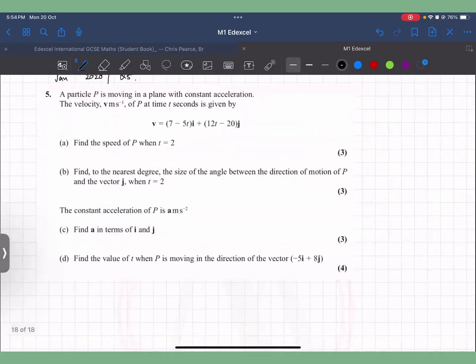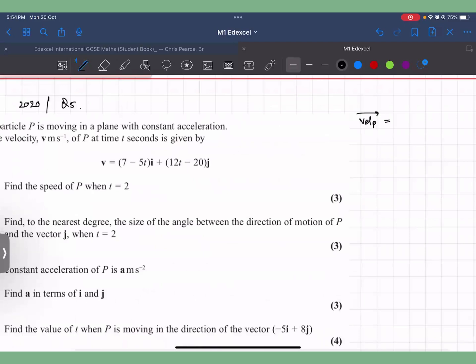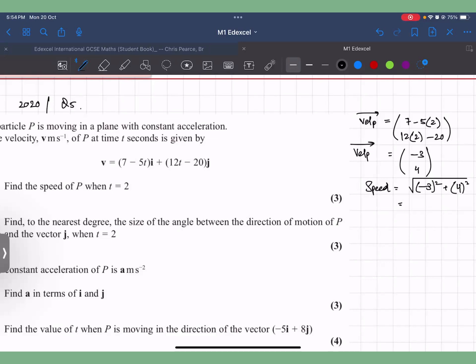Okay, so they have given you the velocity vector. Find the speed of P when time is 2. So the velocity of P at time 2: when you input the value of t as 2, you will get 7 minus 10 and 12 times 2 minus 20. So 7 minus 10 is minus 3, and 24 minus 20 is 4. And so the speed will be equal to the square root of minus 3 squared plus 4 squared, so 5.